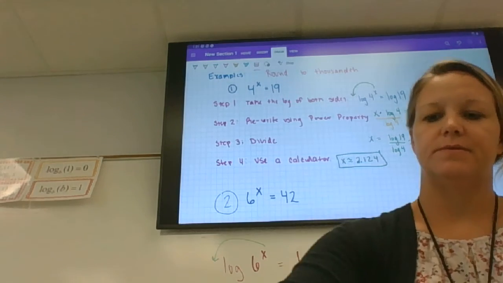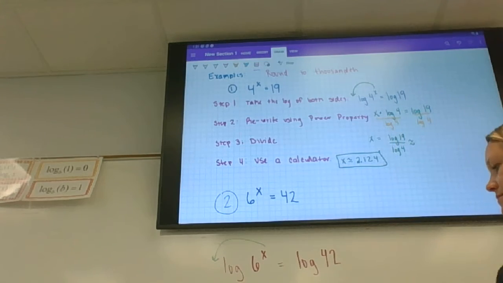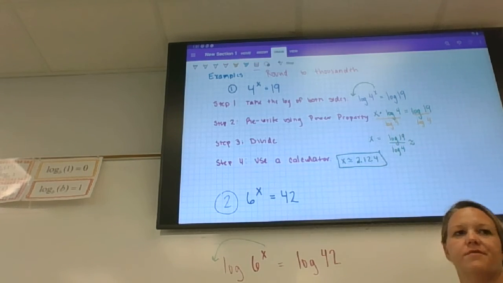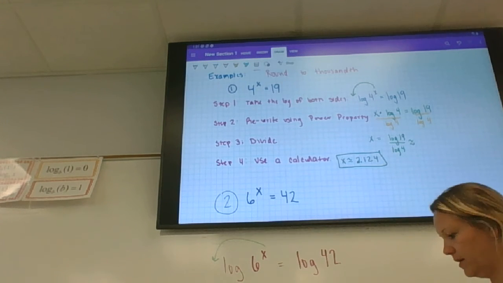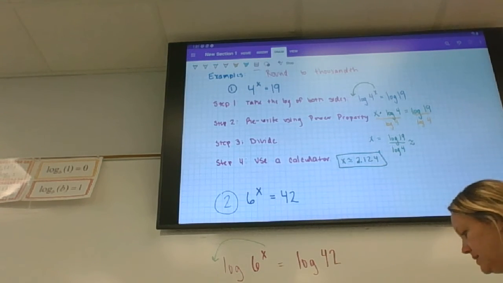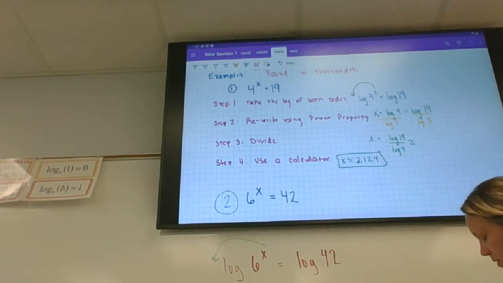Wait, so you always do the smaller? No. That's a coincidence right here. All right, and x is approximately 2.086.